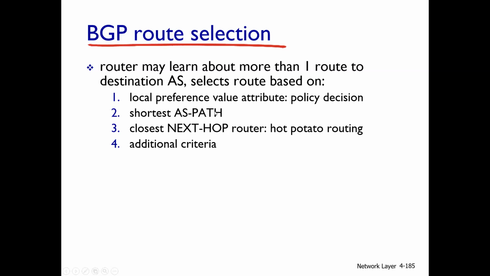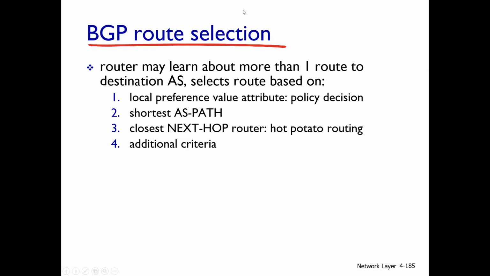It could be based upon the shortest AS paths that you have. It could be based upon the closest next hop router, which is hot potato routing, or it could be based upon additional criteria. So shortest AS path means that if I want to get to a destination X outside Pakistan, let's say, one route is taking me through 2 autonomous systems. Another route is taking me through 4 autonomous systems. I might decide to take the path with the shortest AS path, which is the one which has just 2 ASs, so I'll only traverse 2 ASs.